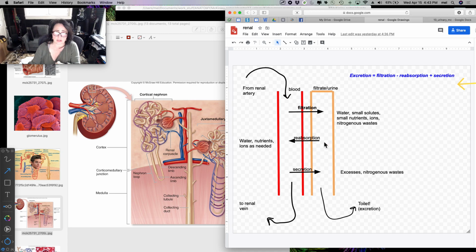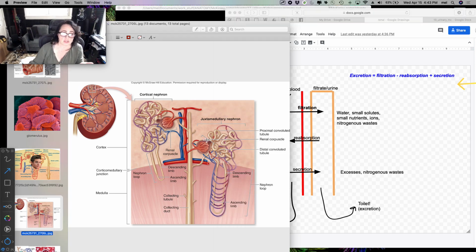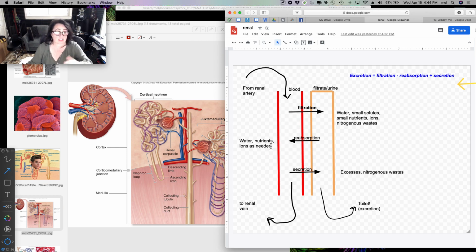So the next step you have to do is reabsorption. Reabsorption means I'm bringing things back from what would have been pee back into the bloodstream. Reabsorption is selective. I'm going to bring back all of the valuable stuff like amino acids and glucose, and then if I need calcium, I will reabsorb it. If I need sodium, I will reabsorb it. So what I reabsorb is based basically on the needs of the body, and I reabsorb a whole bunch of water.